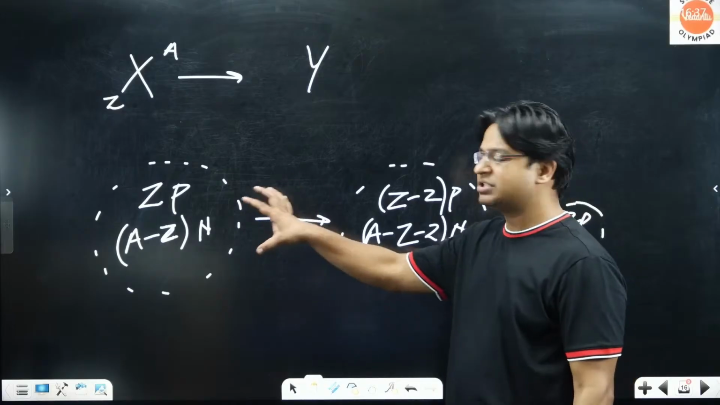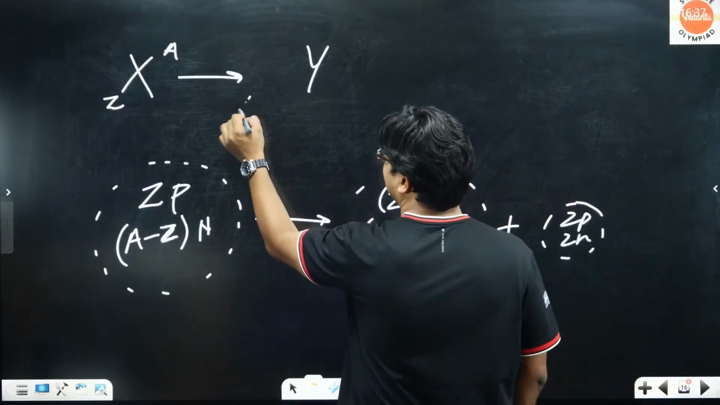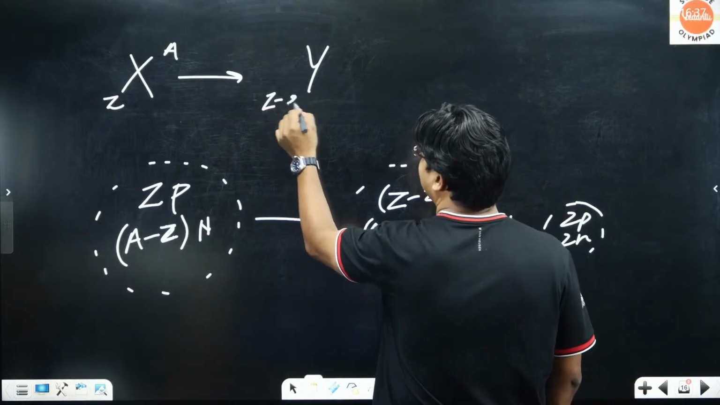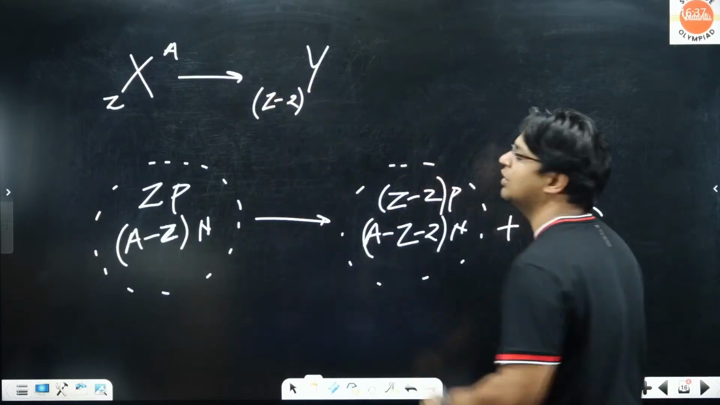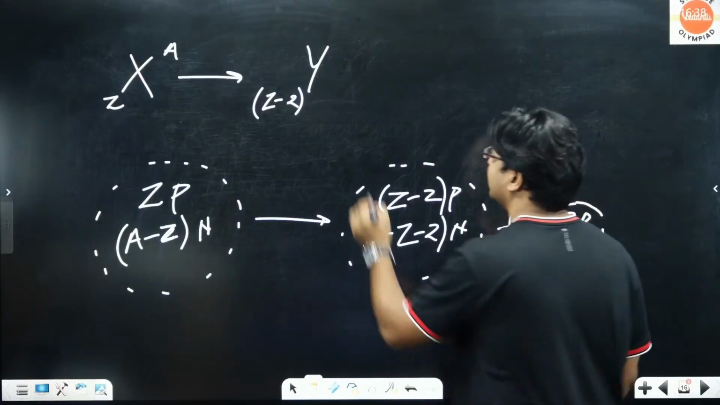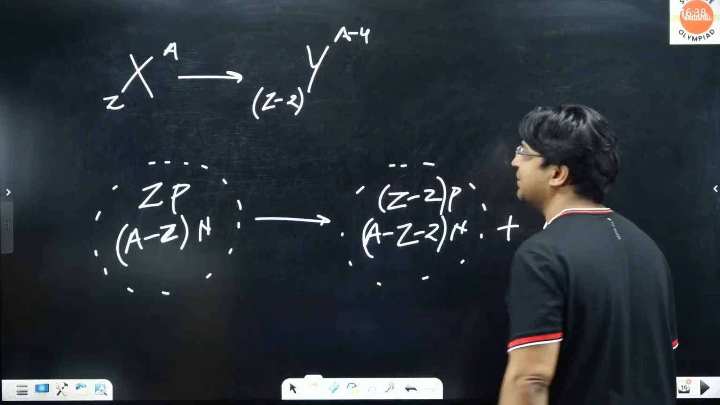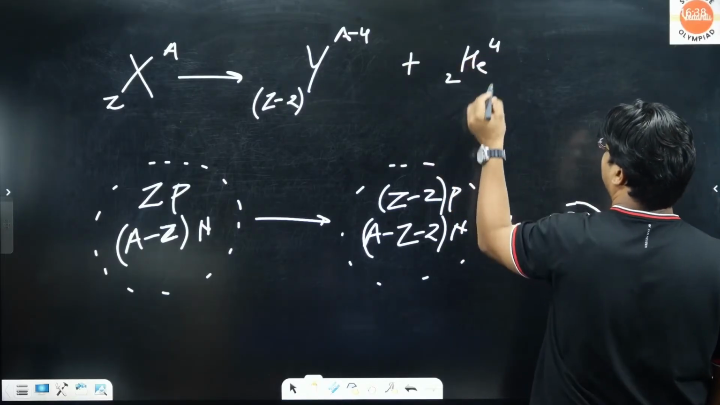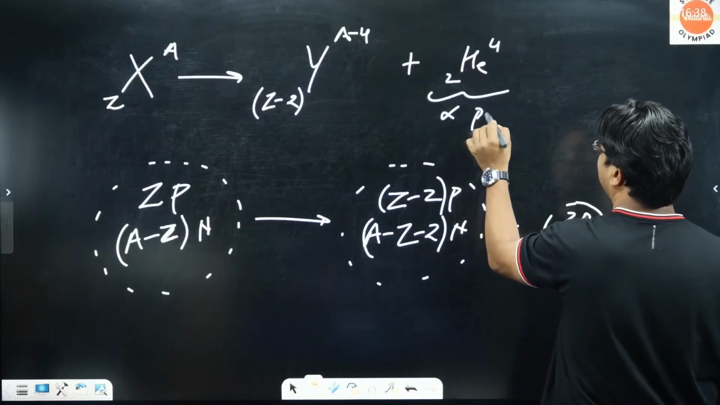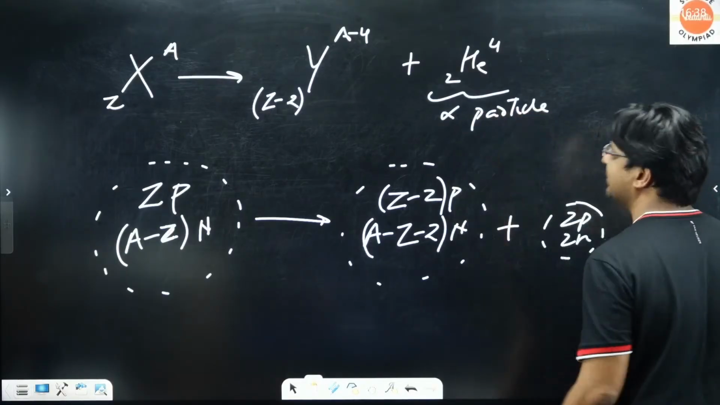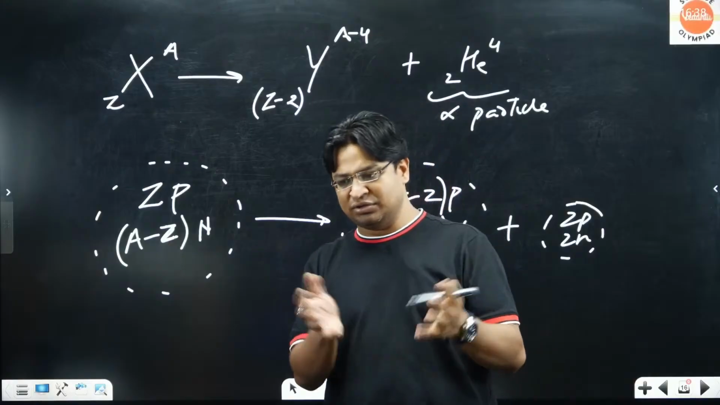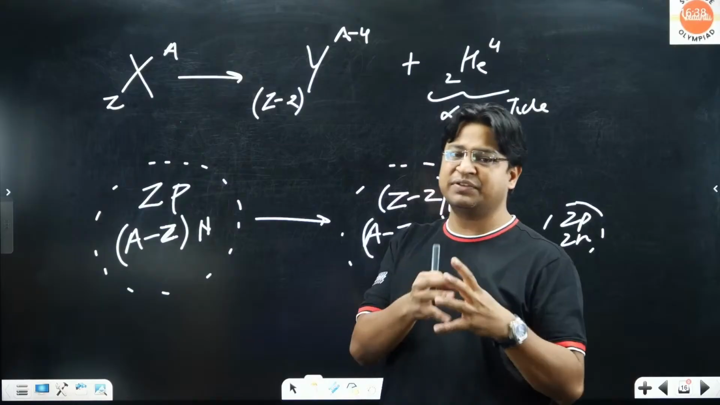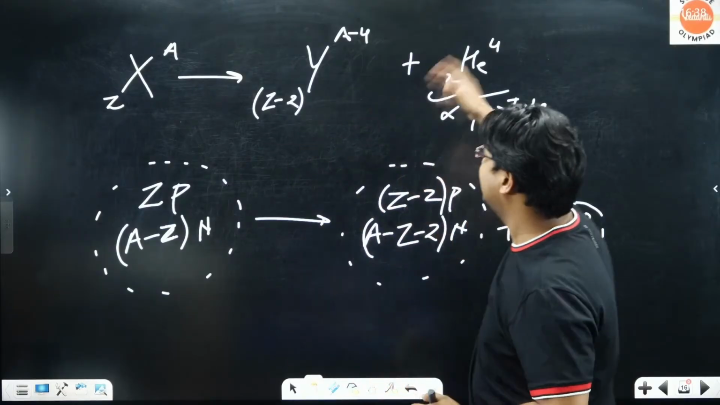So this breaks into a new nucleus because the atomic number is different. Therefore, I have changed the symbol also, because now it's a new element. The mass number decreases by 4, and we get what we call an alpha particle. So when this reaction happens, if we have a container containing only X, some of the X will change into Y and some alpha particles will be thrown out.